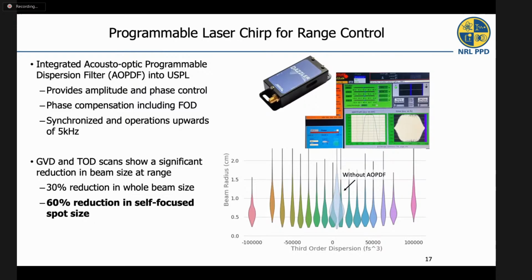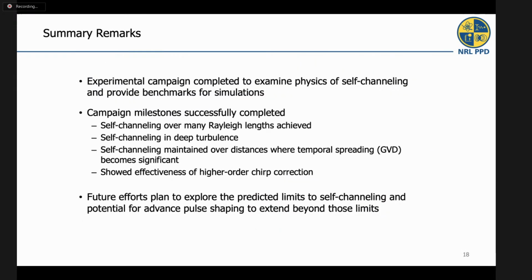So an example here of the lineouts that we produced is down below. This is a plot of third order dispersion as a function of beam radius, still plotted in these kind of violin-like plots. And you can see that the ghosted out region here is without the Dazzler in the system at all, so we're not doing any higher order dispersion compensation. And you can see that the beam spot size is much larger. But then by controlling the third order dispersion, we're able to create an even smaller beam with an even smaller statistical spread at range.